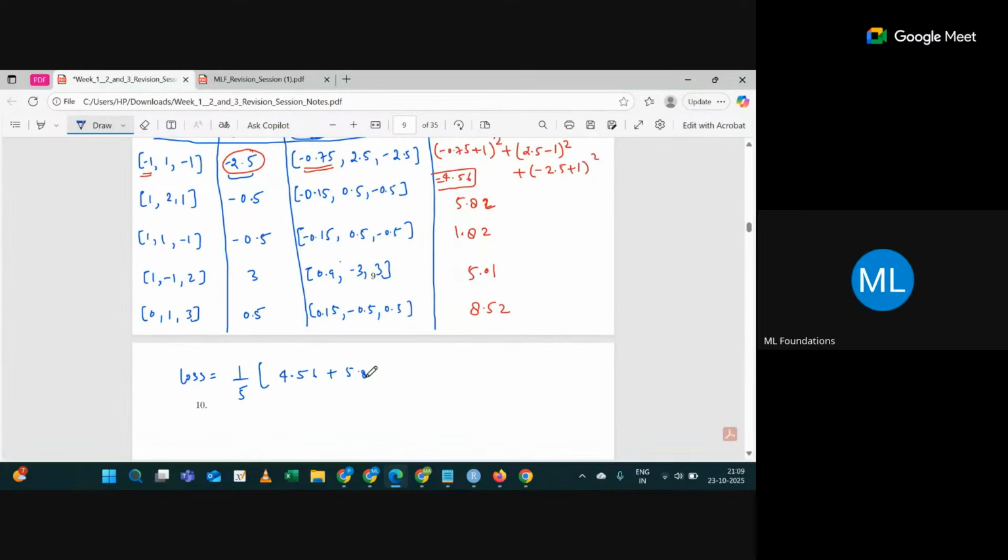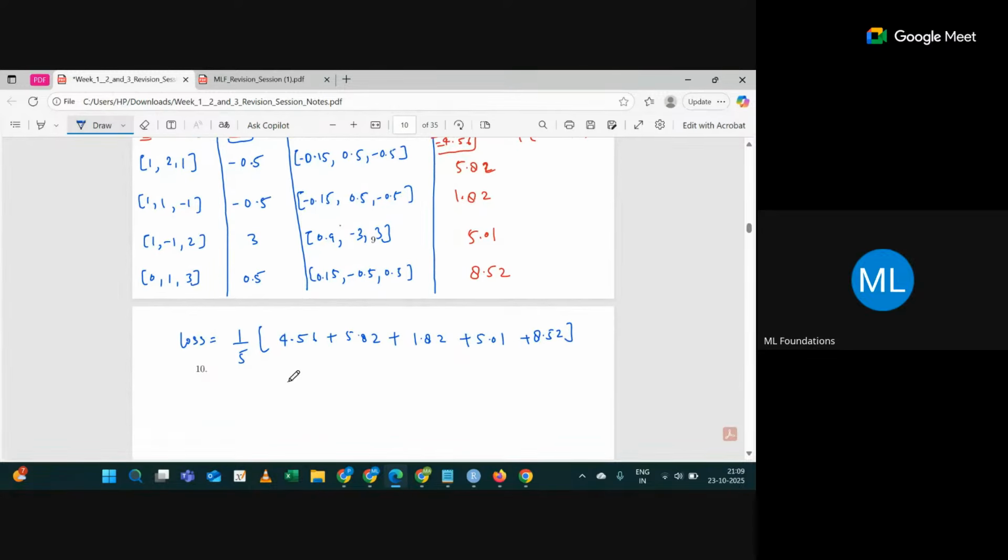5.82 plus 1.82 plus 5.01 plus 8.52. So basically this will be 5.74. No, divide by 5, after divide by 5, it is 5.148. Okay, so I'm going with this, I didn't calculate, so you can cross check this value.